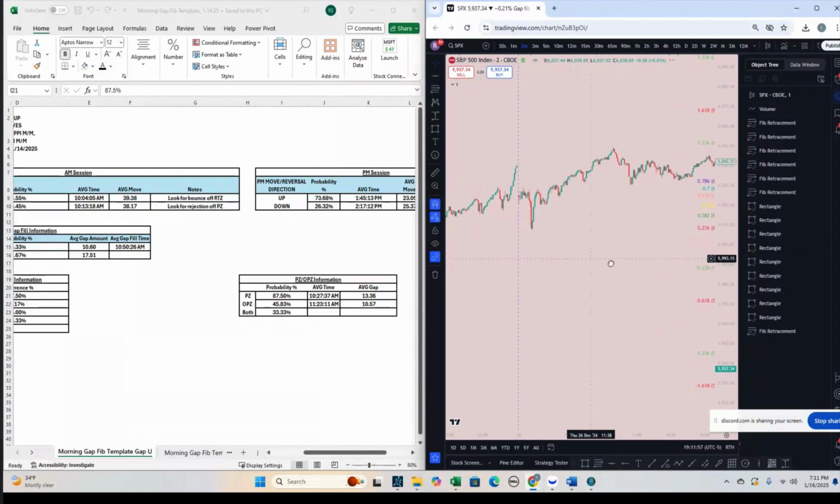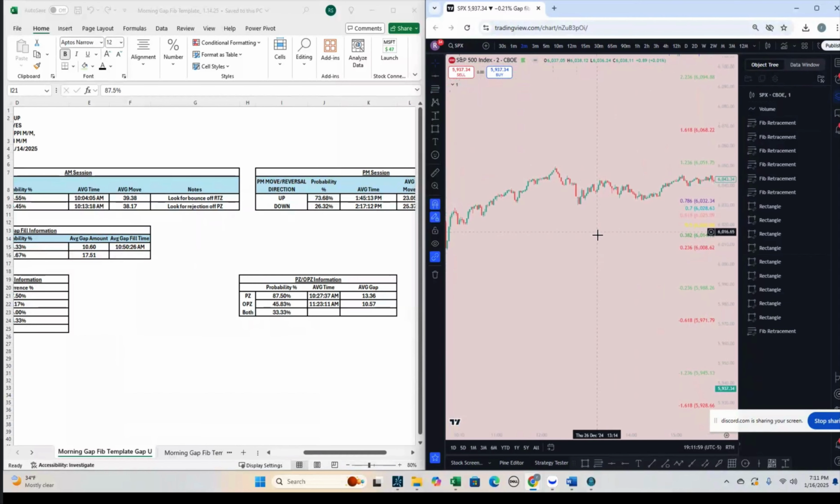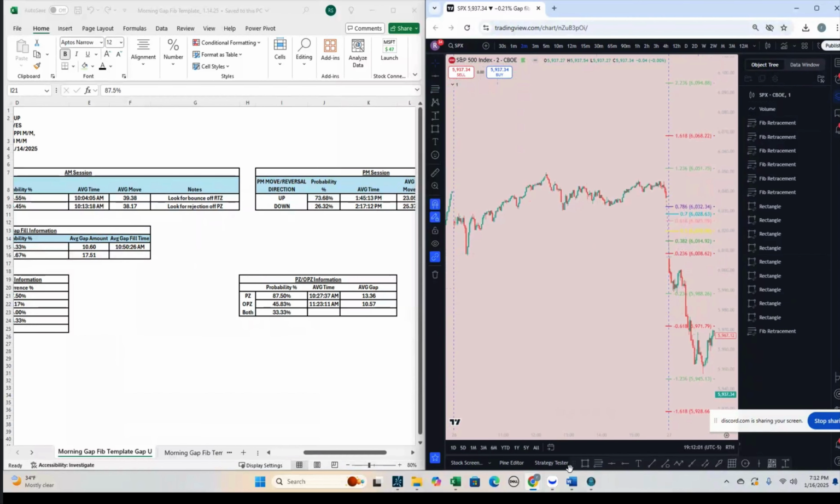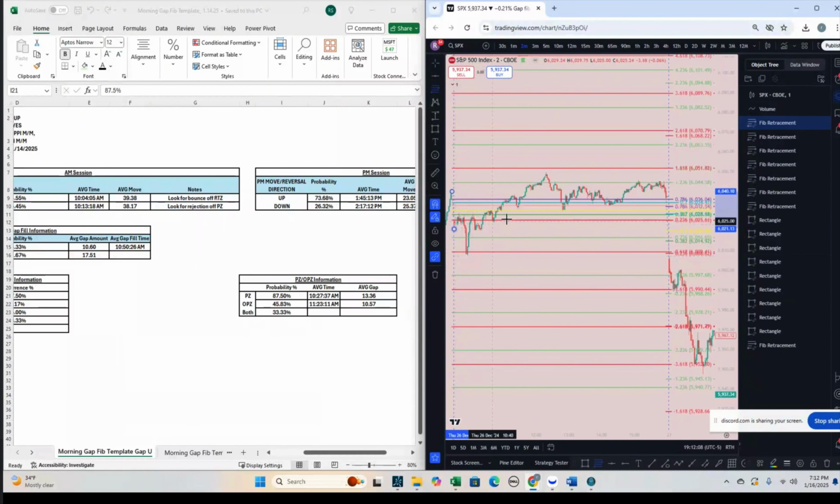And your fib levels, because the market is number based, typically price will react to them pretty strongly.